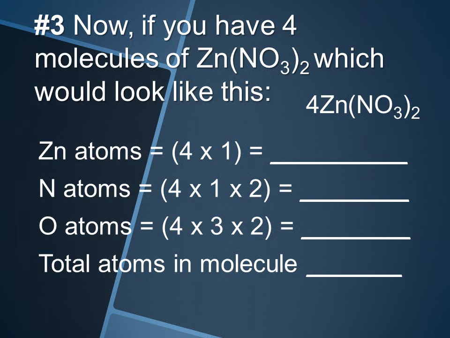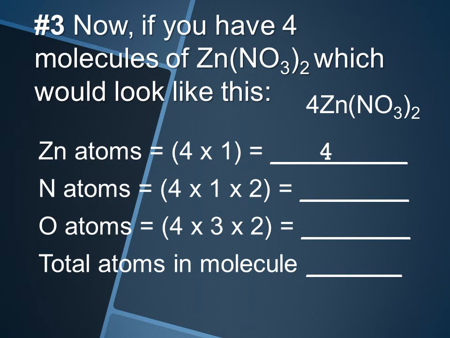See, before we had zinc and we had 1 of them, because this 2 only goes for the stuff inside there. Now we have a 4 outside here for everything. So we take 4 times the little 1. So we have 4 zinc atoms. For the nitrogen, we have 1 inside here.